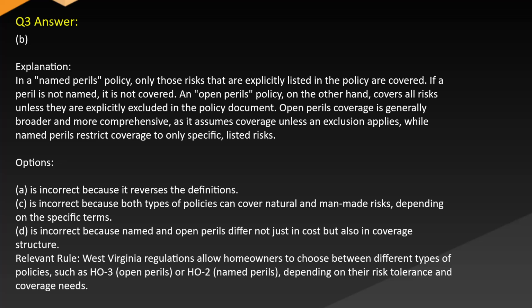Options. A is incorrect because it reverses the definitions. C is incorrect because both types of policies can cover natural and man-made risks depending on the specific terms. D is incorrect because named and open perils differ not just in cost but also in coverage structure.